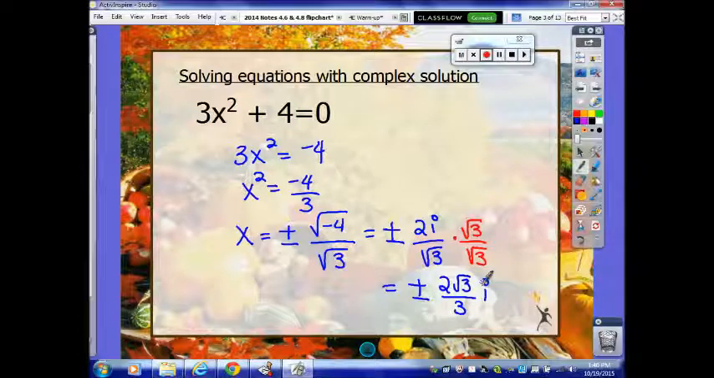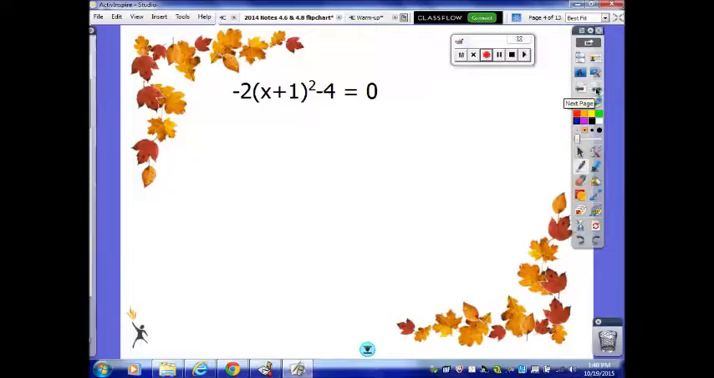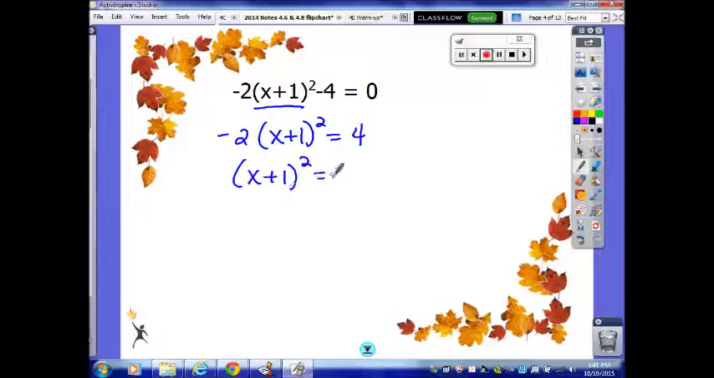Alright, let's look at the solution to that other graph that we did. Here again we're going to isolate this (x plus 1) squared term. We don't want to FOIL it out, we want to isolate it. So we get negative 2 (x plus 1) squared is equal to 4. Divide by negative 2. We're going to get negative 2. Square root both sides. So we're going to get plus or minus the square root of negative 2. Alright, move the 1.